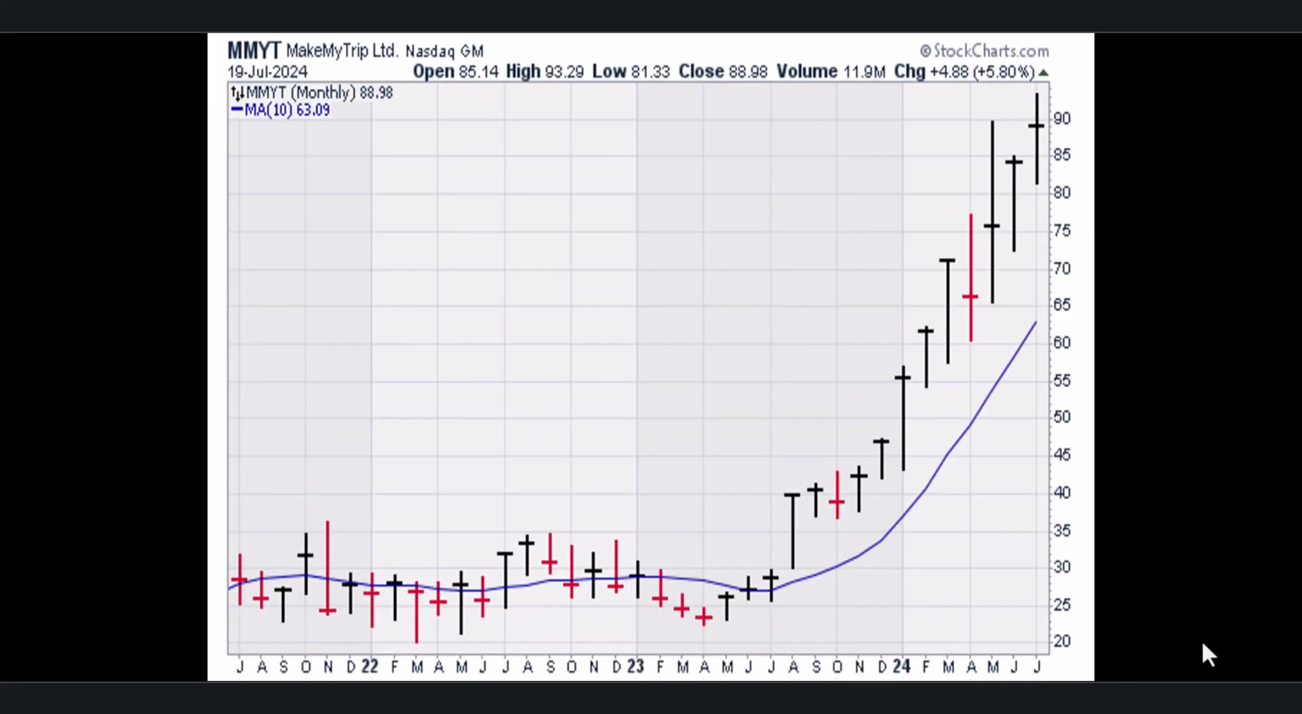According to Prime Trade Select rules, a stock is in a bull trend on a monthly basis if the stock price is above the 10-period or 10-month simple moving average. The monthly chart shows that MMYT is well above the moving average line, so the monthly trend in MMYT is up.